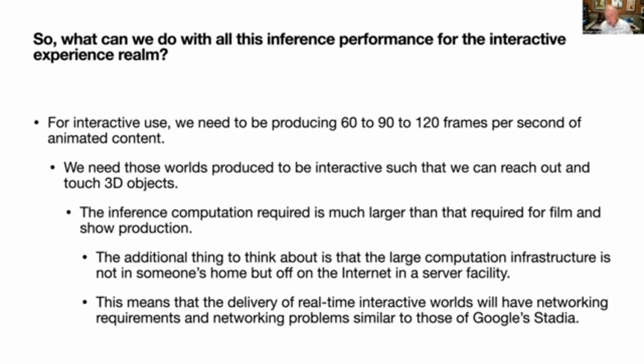For interactive use, we need to be producing 60 to 90 to 120 frames per second of animated content. We need those worlds produced to be interactive, such that we can reach out and touch 3D objects. The inference computation required is much larger than that required for film and show production.